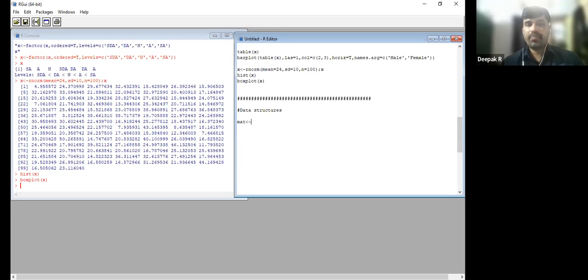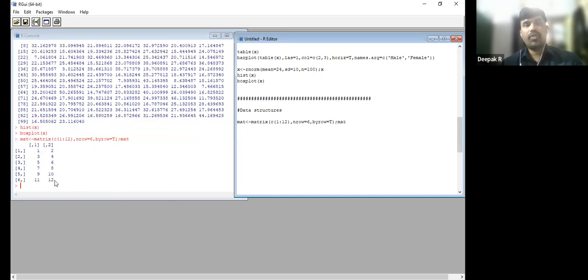So if I have a variable called mat, and I want to have a matrix, we can use a function called matrix. The matrix consists of some numbers, for example, 1 to 12. The number of rows that I want is 6, for example, and I want it to be arranged row-wise. Now if I go for mat, you will notice that all these numbers have been arranged in rows as well as columns. So in two dimensions, that is a matrix.